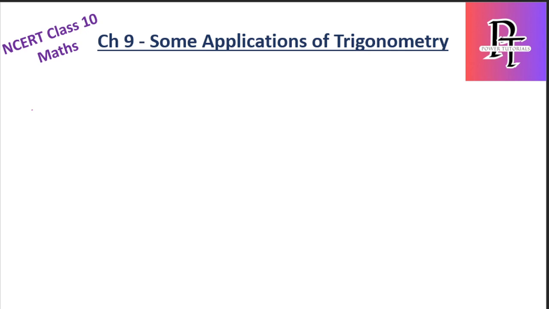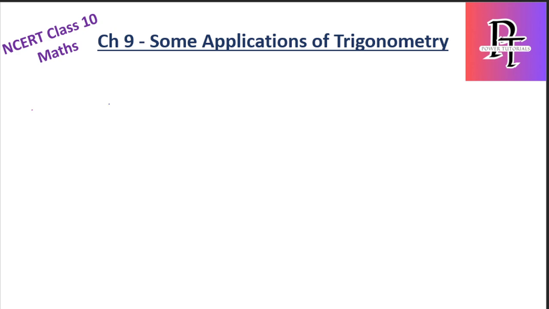So today we are going to start chapter 9, that is Some Applications of Trigonometry, of the NCERT class 10 maths textbook. Before going to this chapter, let us recap the previous chapter details, which is all 6 trigonometry ratios and 5 angles, that is 0, 30, 45, 60 and 90 degrees. So let's write all the details.